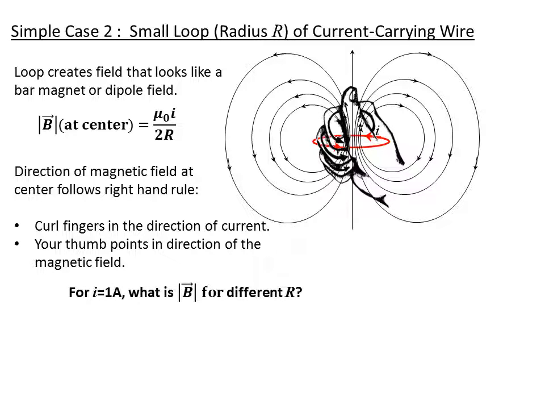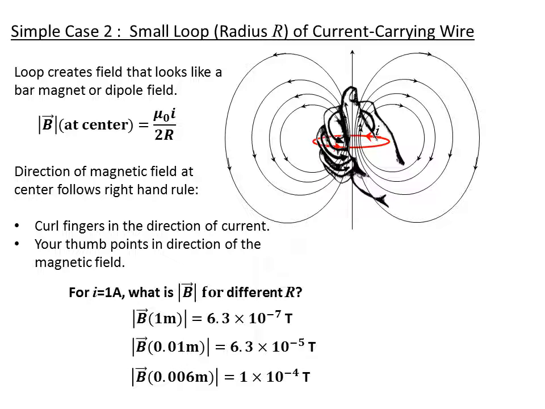For I equal to 1 amp, what is B for different radius r? For 1 meter, a very big loop, the magnetic field is 6.3 times 10 to the minus 7 Tesla. For 1 centimeter, the field is 6.3 times 10 to the minus 5 Tesla. For 0.06 meters, or 6 millimeters, we get to 1 times 10 to the minus 4 Tesla, or roughly Earth's magnetic field again. So still in this case, a 1 amp current has to be going through a relatively small loop to create a field similar to Earth's magnetic field.